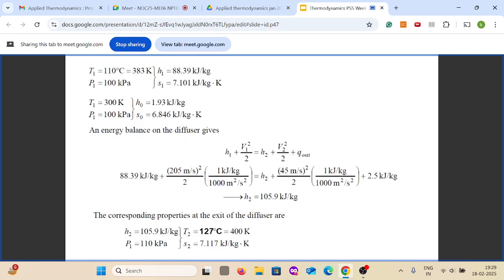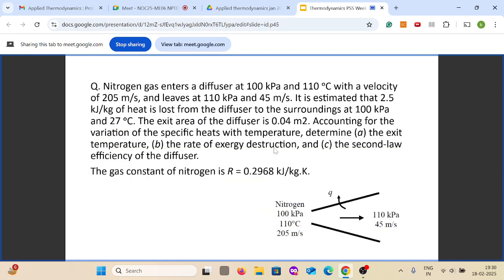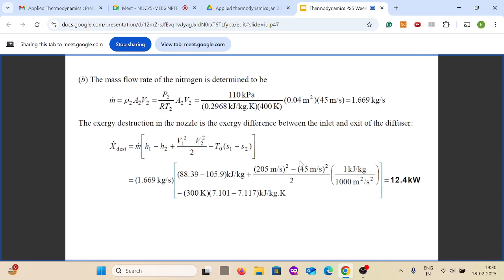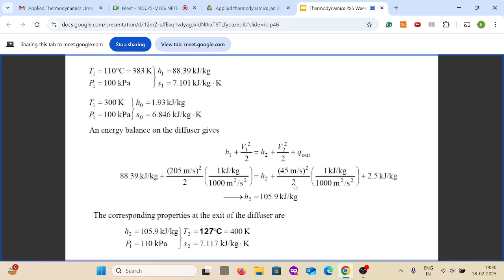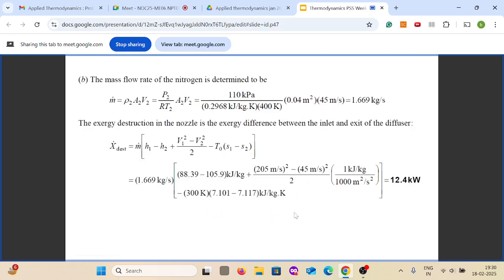And one more, you have to find the exergy efficiency. Efficiency is exergy out by exergy in. That will give me my exergy efficiency. I think this slide is missing, I'll add it.